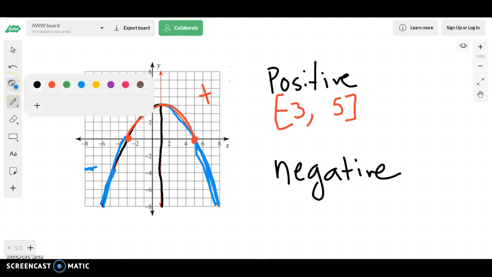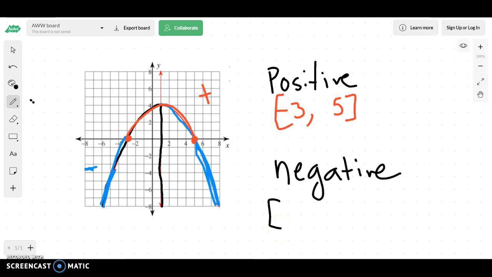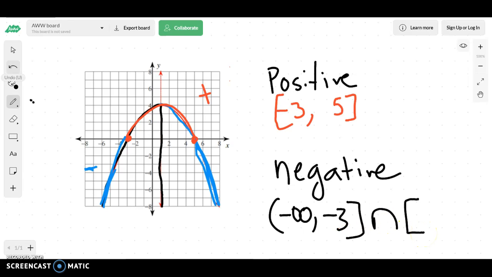So that looks like it's happening from negative infinity to -3, and from 5 to positive infinity. And again, the way you tell these brackets is if I can see the point, which I can see the point through -3 and 5, that's why I use brackets there. I put a bracket. If I can't see the point, then I use a parenthesis. So that's how we make a lot of those decisions.